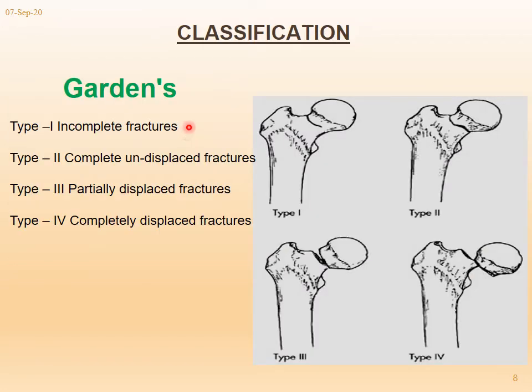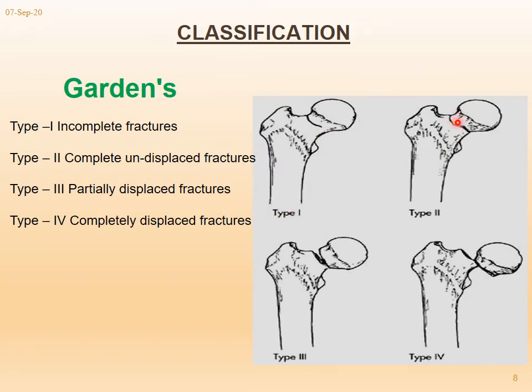Garden's classification: we classify fracture neck of femur into four types: type 1, type 2, type 3, type 4. Garden devised and produced this classification, so it is named after him. Type 1 is an incomplete fracture. Here you see the fracture neck of femur is only on the lateral or superior aspect, but the medial side looks to be intact. So this is known as type 1.